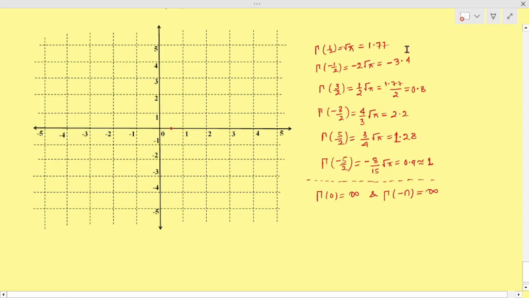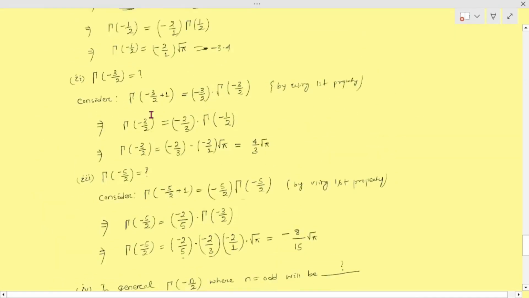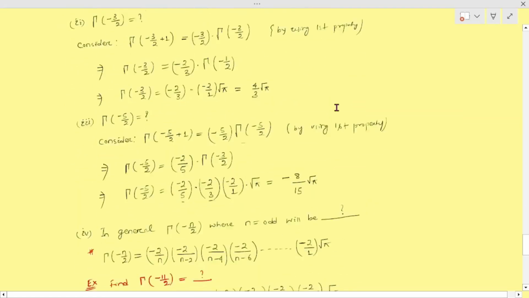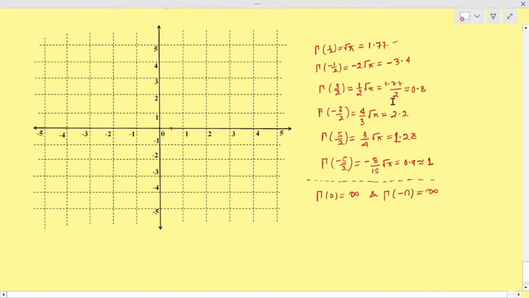Gamma half equals root pi, the value approximately 1.77, and gamma minus half we found is minus 2 root pi, that is approximately minus 3.4. Gamma 3/2 we found half root pi, that is 1.77/2, approximately 0.8. Gamma minus 3/2 we found 2.2 plus. Gamma 5/2 we found 3/4 root pi, the value will be 1.28 approximately. Gamma minus 5/2 we found minus 8/15 root pi, approximately 0.9, or we can say 1. And gamma 0 is infinite, and gamma at any negative integer is also infinite. So by substituting these values we are going to draw the graph.